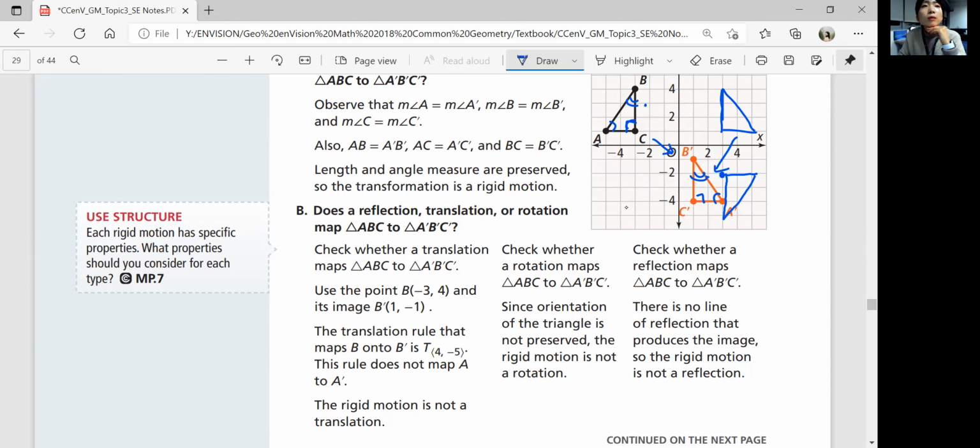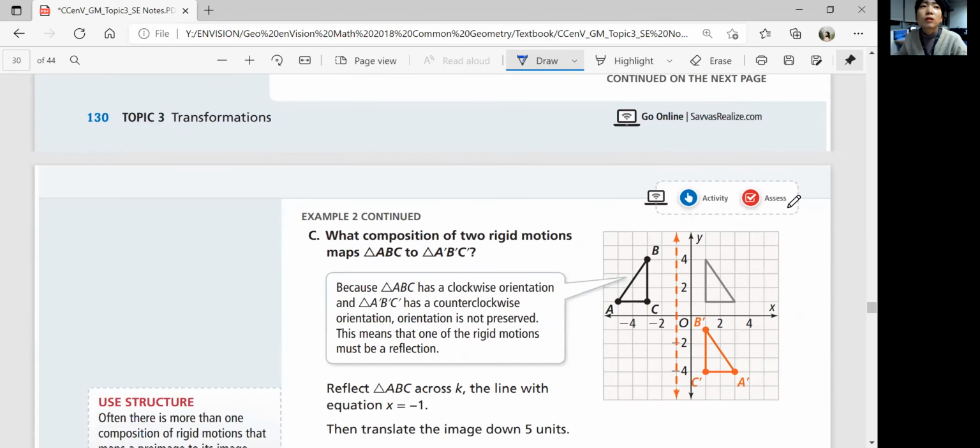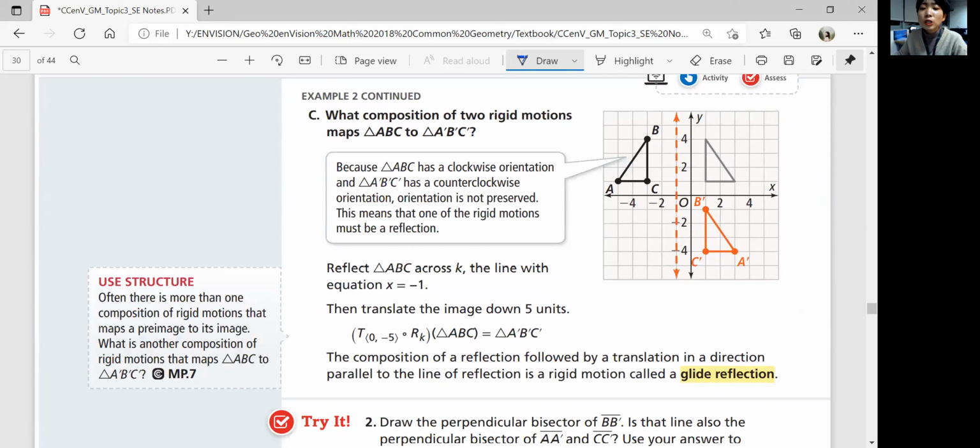Okay, what about a reflection? If you reflect over y, it should be over here. If you reflect over x, it should be over here. Does it map directly to your image? No. Okay, so it's not a reflection, not a rotation, not a translation. Can you have just one transformation to explain this? No. So part C, what composition of two rigid motions maps triangle ABC to the image?